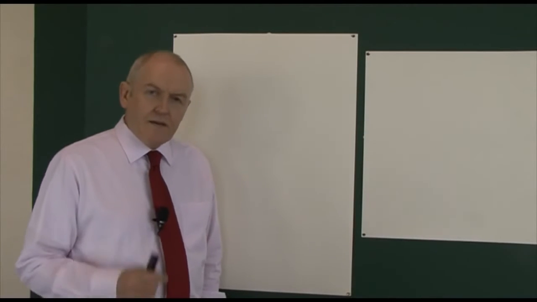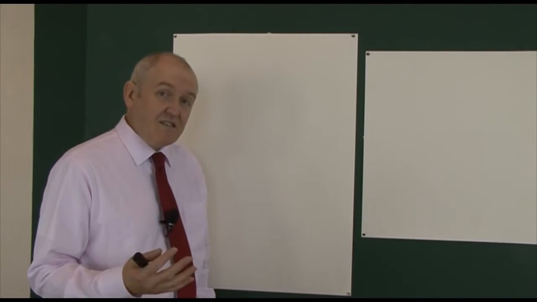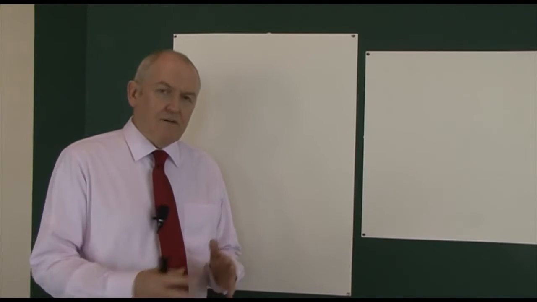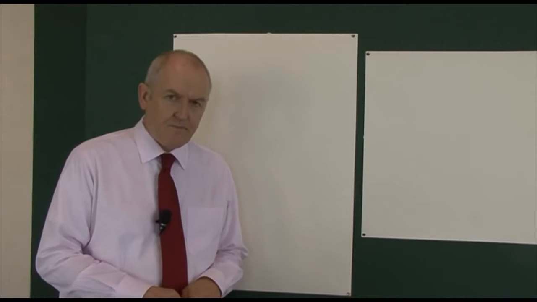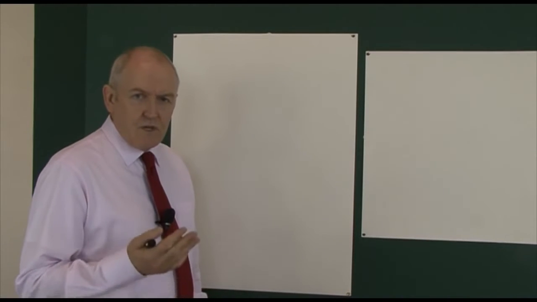Let's try and explain what goes wrong with our patients, how we recognise what goes wrong with our patients, and what we do about it to treat our patients. So first of all, let's think about a normal arterial lumen.